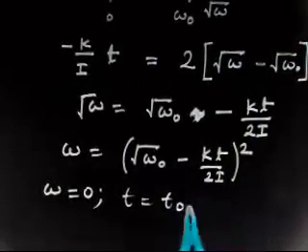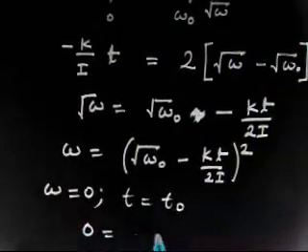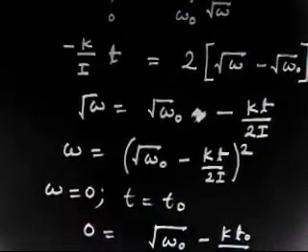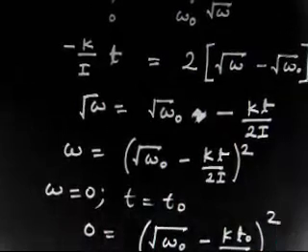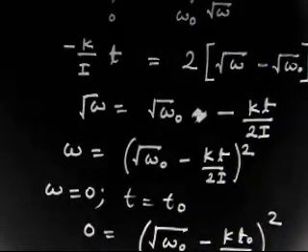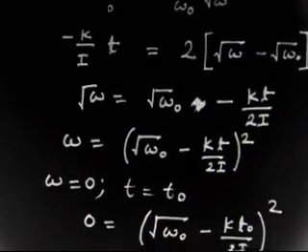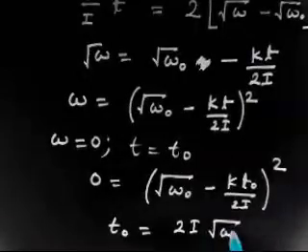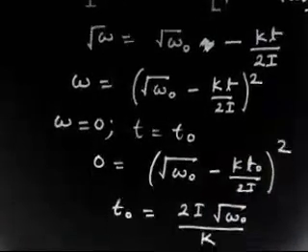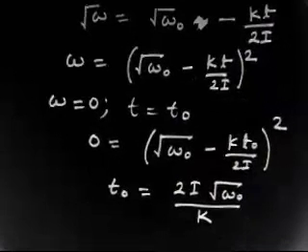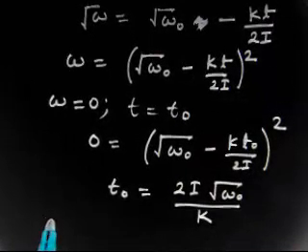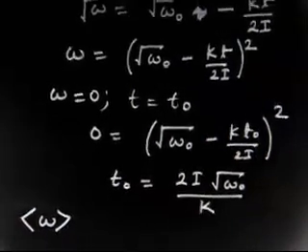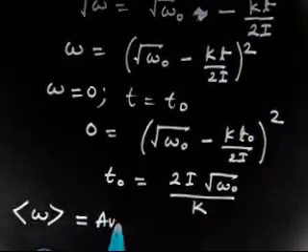So if I solve for t naught, what will we have? 0 is equal to under root omega naught minus kt naught by 2I raised to the power 2. Are you getting? So t naught will be 2I under root omega naught by k. Now I have to find the average angular velocity. Let us call the average angular velocity by this sign. So this is the average angular velocity.